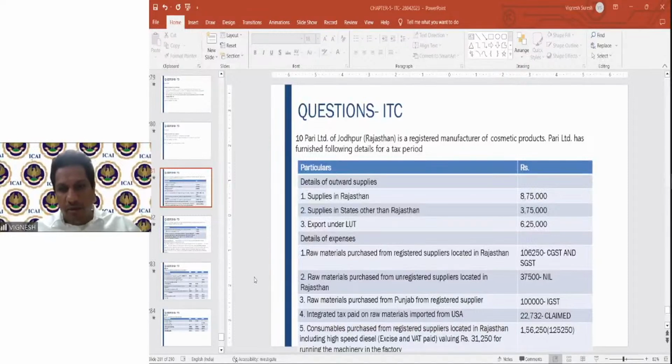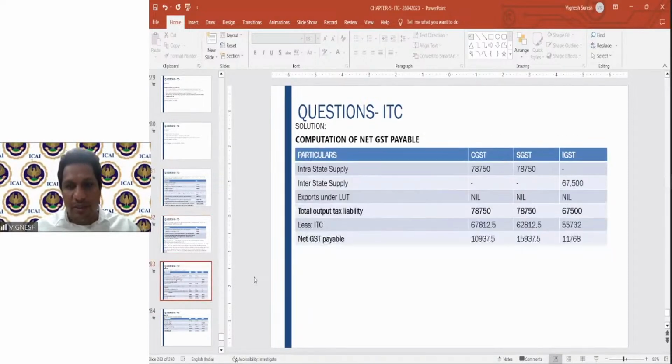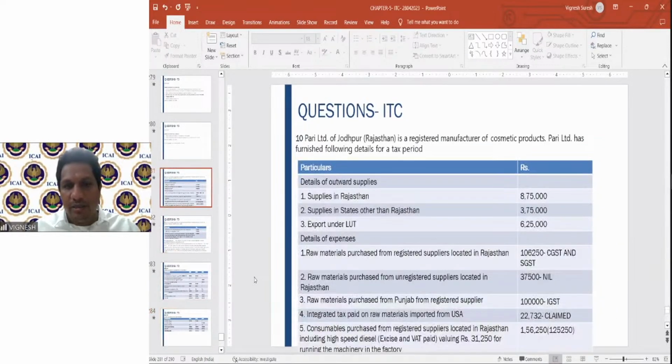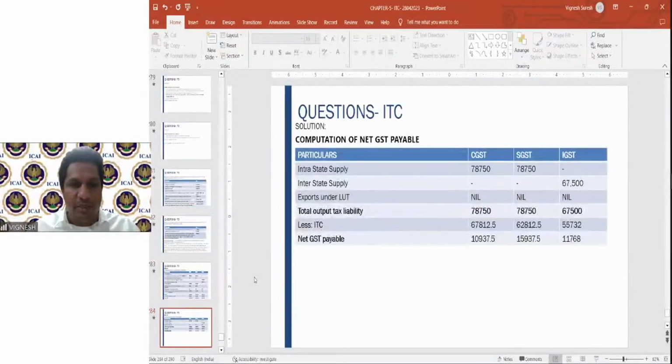8,75,000 into 9%, 78,750. Then interest rate supply. 3,75,000 into 18%, 67,500. Exports under LUT will be nil.